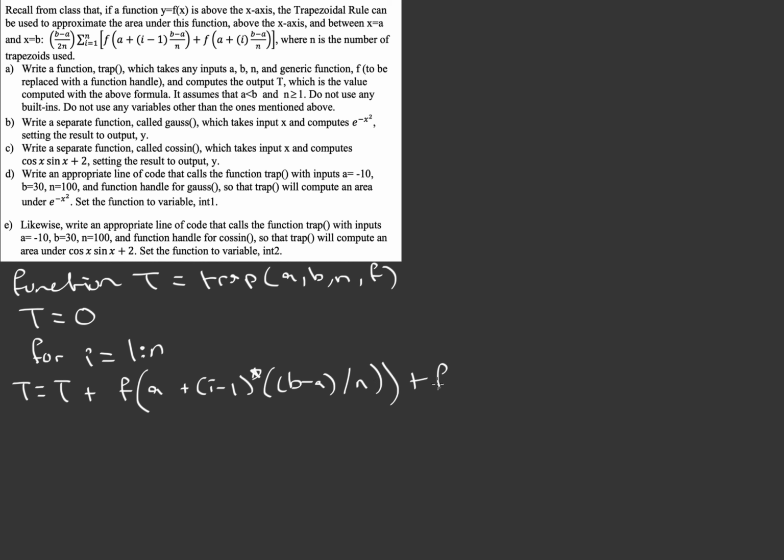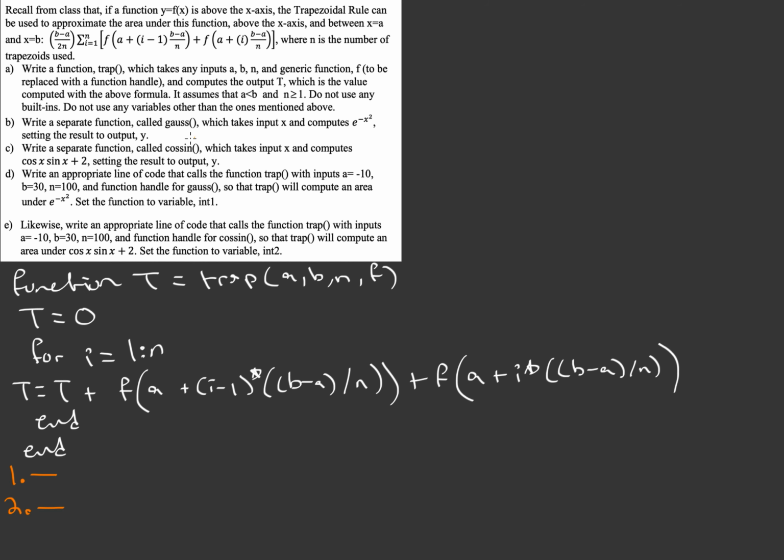And then we're going to add the second part, which is the generic function again, a plus i multiplied by b minus a divided by n. And then that's it for our for loop, and that's it for our function. Now, the generic functions that we're going to replace are going to go right here. Instead, I'm going to write them over here so we can have enough space for that.